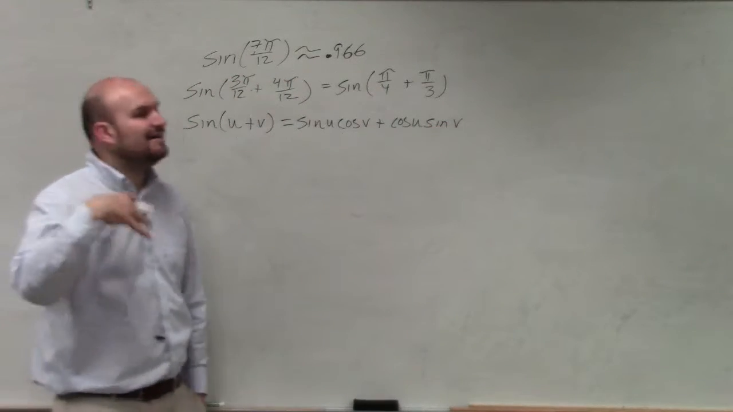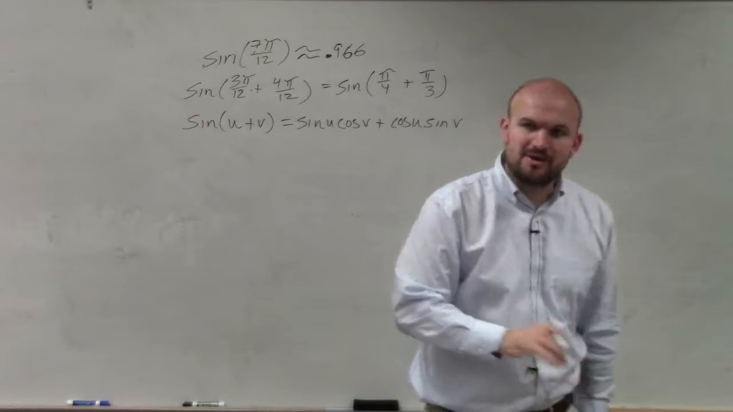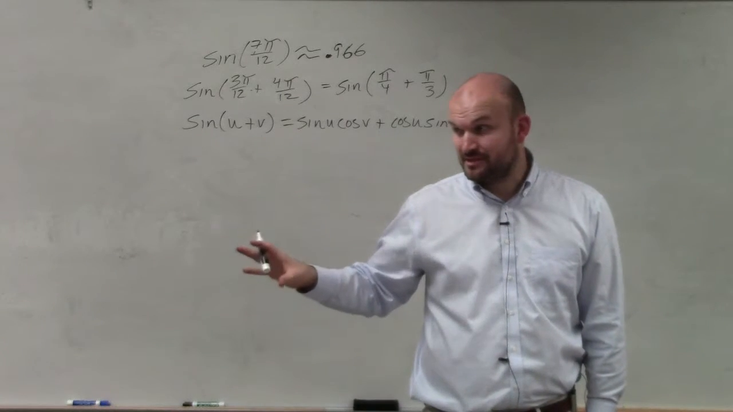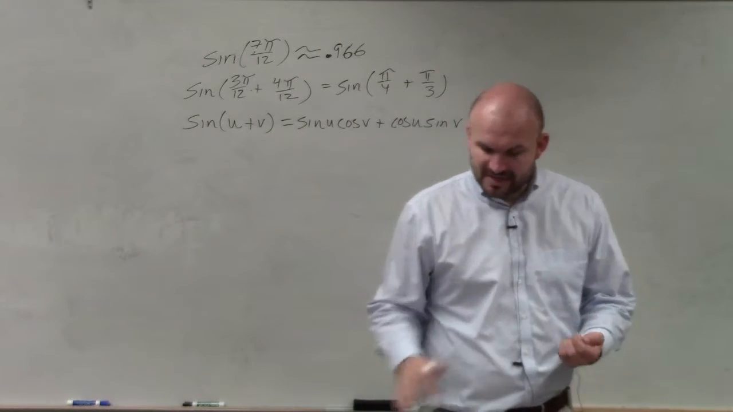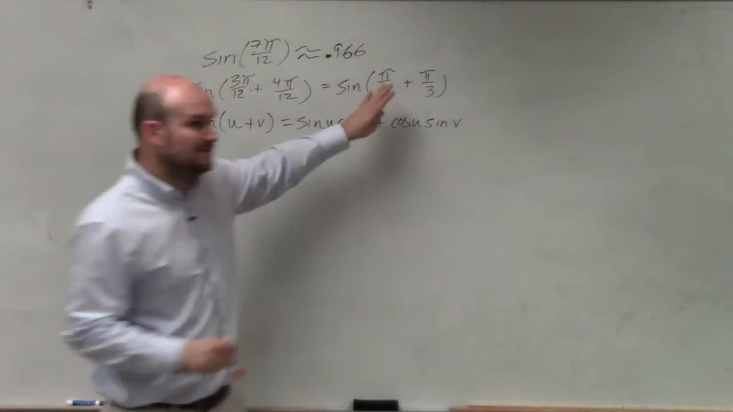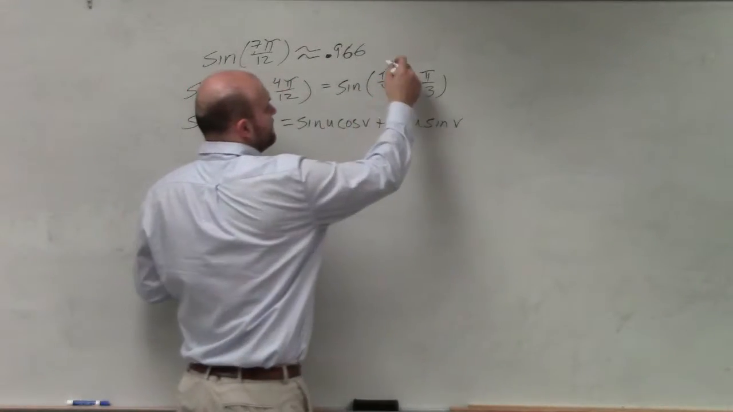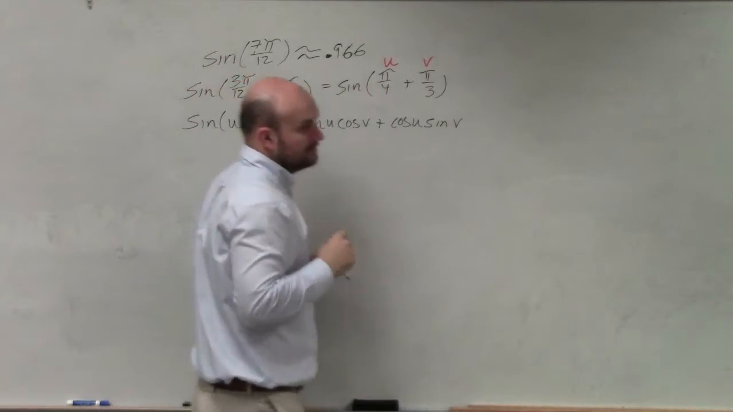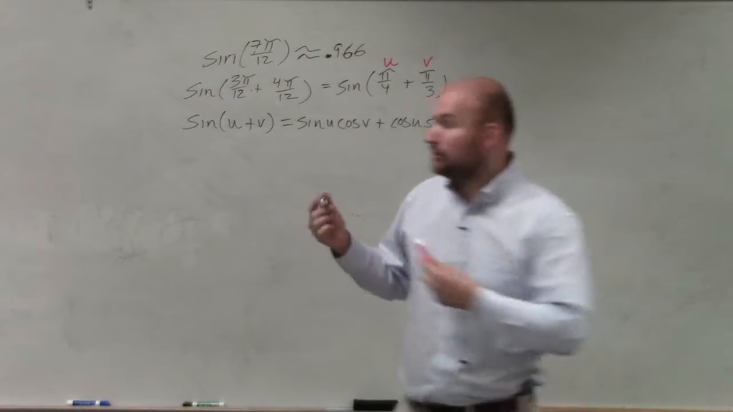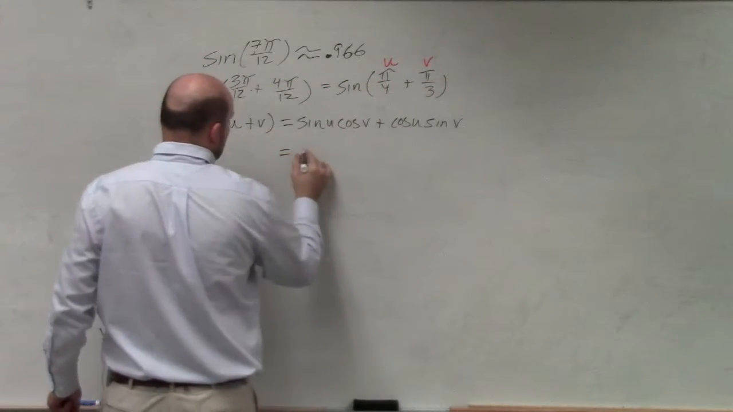Right? I have it memorized because I've already started doing these problems. You guys don't need to have it memorized, though. You're going to have it right in front of you. So the next step that I would do, though, is once you have your two angles, make sure you identify them as u and v. Okay? Then all you're doing is just replacing them into the formula.